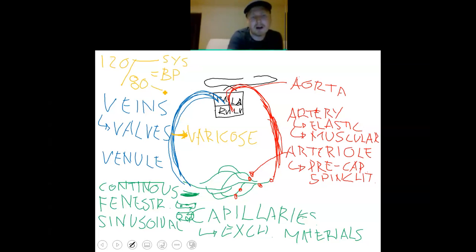Systolic was when the heart ventricles are contracted, and diastolic when the ventricles are relaxed. And after that, we talked about the hyper and hypo.